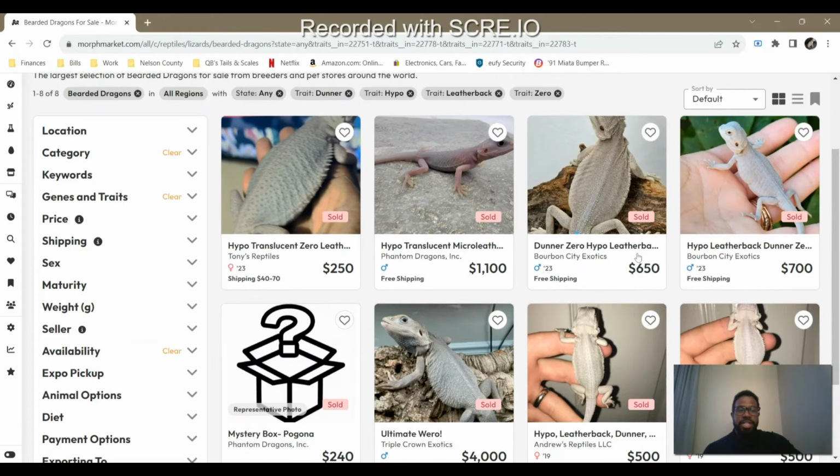This one's sold. I mean, these two. It also depends on what you price. This is all from Courtney at Bourbon City Exotics. She sold both of these this year, and then somebody undersold this one. Ridiculous. I hate when people do this.